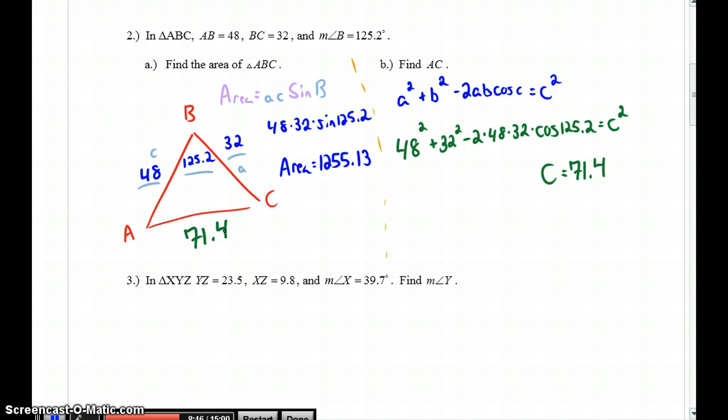71.4. The reason that seems reasonable to me is because the biggest side is always opposite the biggest angle. And since this is a 125 degree angle and we only have 180 degrees altogether, that's probably going to be the biggest angle, and the side is bigger than the others. So there's the law of cosines. Definitely remember this as the law of cosines, and the area formula.